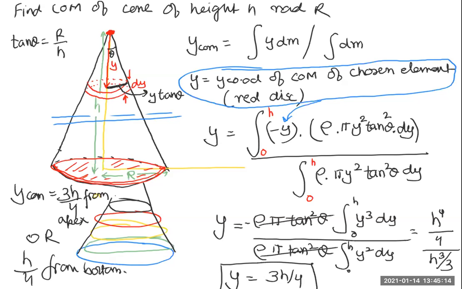dm is density into area into thickness, and this area is equal to pi r square. r is equal to y tan theta.